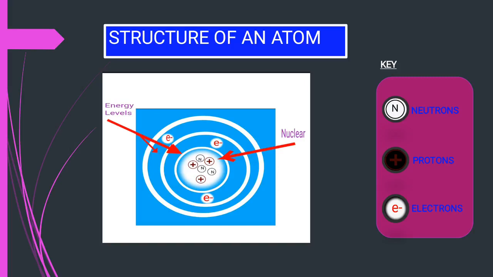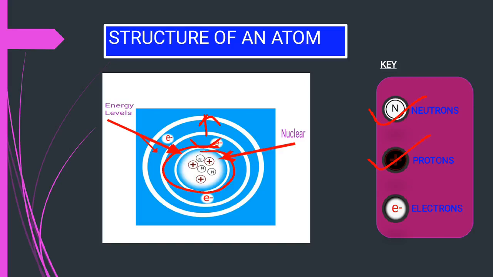The region denoted as the nucleus is usually occupied by particles, and these particles are the neutrons and the protons. The neutrons and the protons reside within the nucleus of an atom, and in one name they are referred to as the nucleons. And then we have the electrons, which are usually distributed within the energy levels. So the electrons are not found in the nucleus. They are usually within the energy levels.